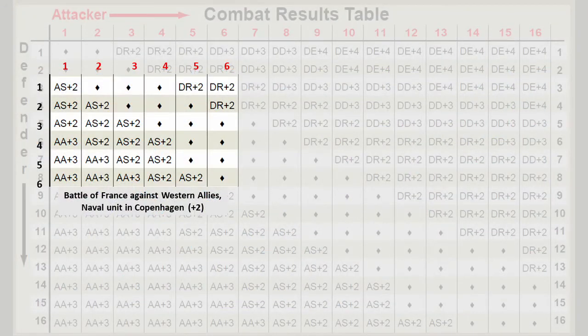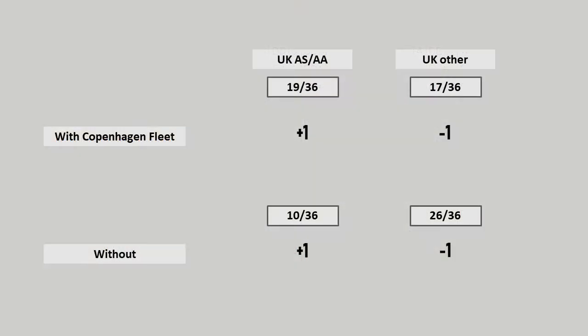Here are the odds during the Battle of France, with just the UK fighting the strategic warfare. You can see this is quite good. The odds work differently when there's only one nation involved. Every turn, either Germany's factory loss marker will go up by 1 or it will go down by 1. And you can see the odds swing significantly in the UK's favour with a Copenhagen fleet.